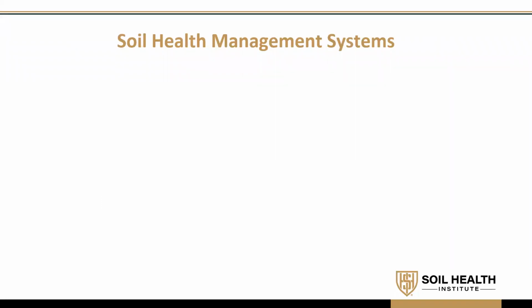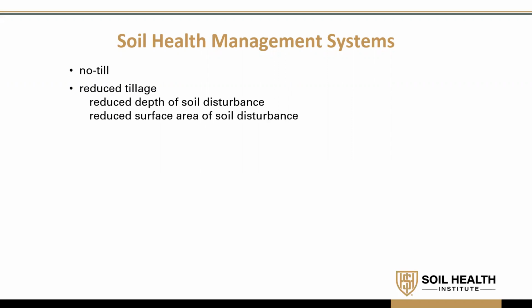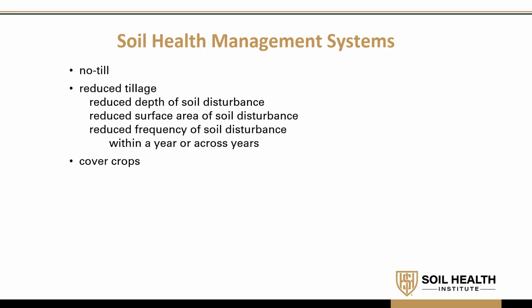First of all, let's present the types of soil health management systems that we will consider. Number one is no-till. Secondly, reduced tillage. Reduced tillage could be reduced depth of soil disturbance, reduced surface area of soil disturbance, or reduced frequency of soil disturbance. This reduced frequency could be within a year or across years.